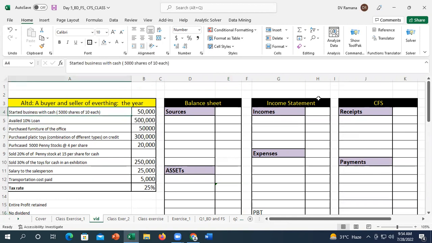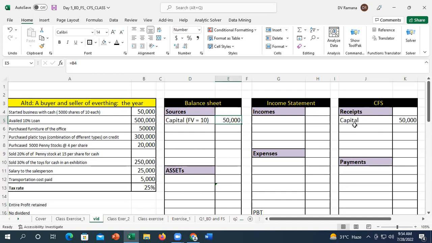So this is a balance sheet, financial statements of a company, A Limited, and they buy and sell everything. So therefore, this concept of capital goods and revenue goods and operating goods, you have to be careful about it. So they started business with cash. So the company receives capital 50,000, and that is a source. The face value of that shares is 10. So the number of shares the company has issued is 5,000.